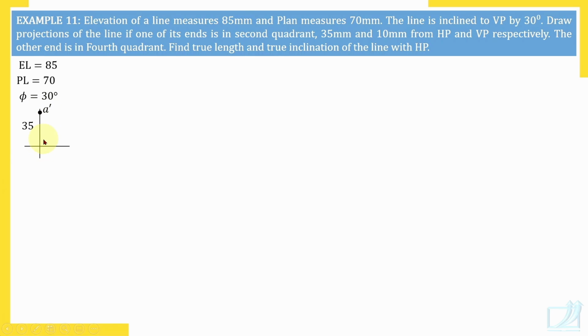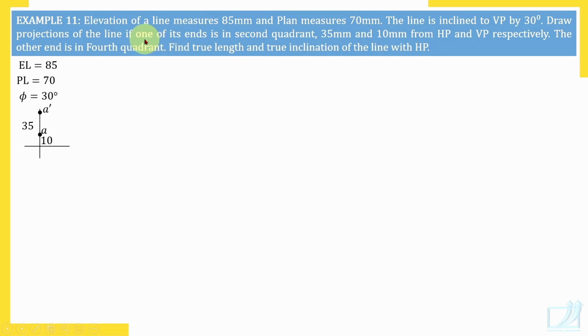Check here, A dash and E, both views above XY line. So these are the 5 measurements. The other end is in the fourth quadrant. It's not mentioned that it is line AB. We have labeled this line as line AB.